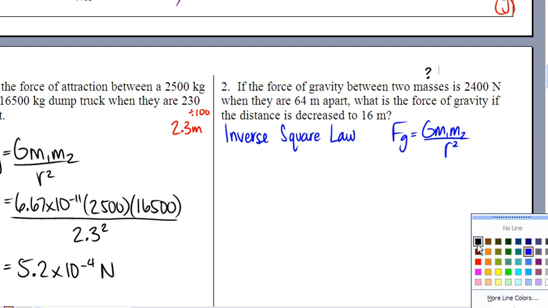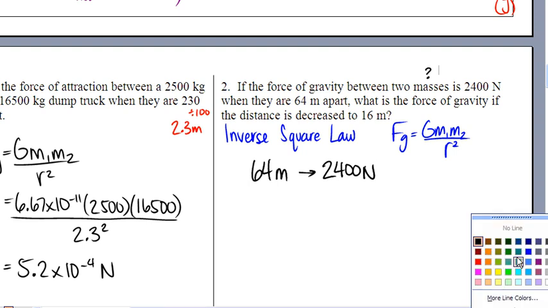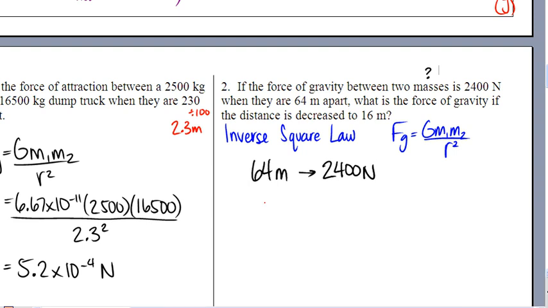So I'll show you what this looks like. When we're 64 meters apart, these objects have a force of attraction of 2,400 newtons. We want to know the force of attraction, aka the force of gravity, if we shrink that distance down to 16 meters. So the question becomes, to go from 64 meters down to only 16, how many times closer did we get? Well, 64 divided by 16 is 4 times closer.